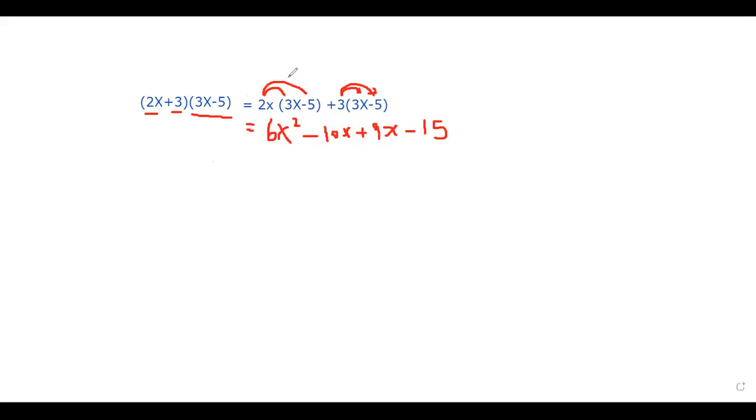Can you find any like term in this question, grade 8? Which is? 10x and 9x. Yes. So we have like terms. Then in this case, we will combine them together to put our answer in simplest form. So we have 6x to the power of 2, negative 10 plus 9, now it will be negative x, and then minus 15.